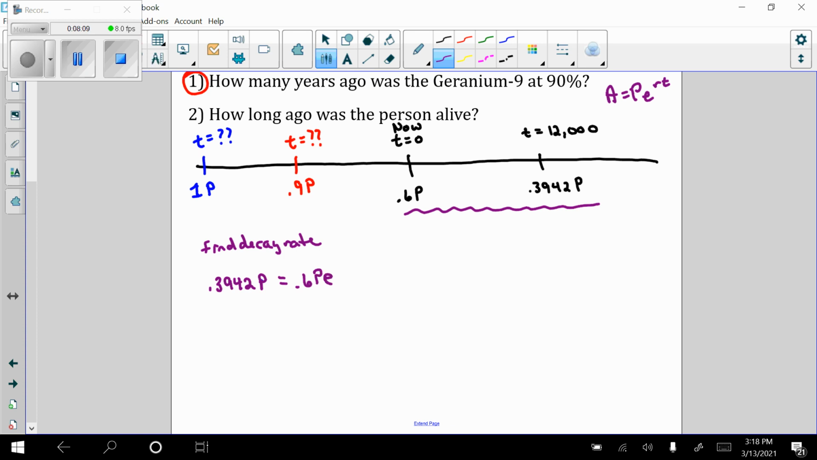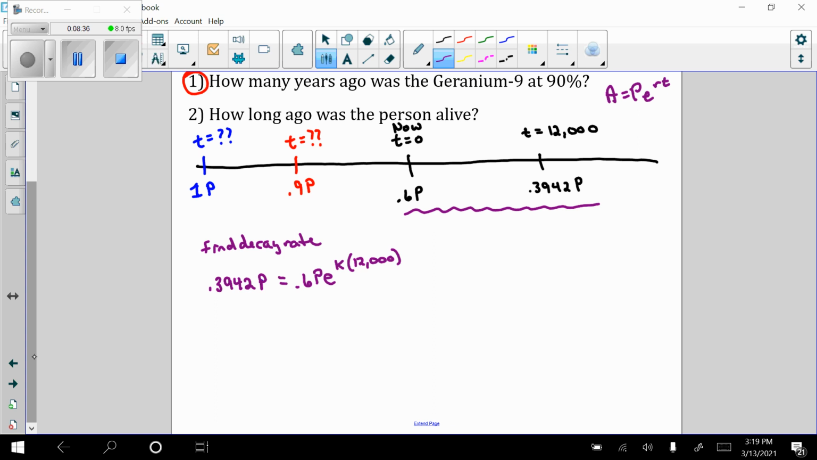E. I don't know my rate, I'm going to call it K. And remember, that's times 12,000. So if you set it up the other way and went from the 0.6 to the 39.42, you're going to get a positive decay rate. So you just have to realize how you're setting your problems up.